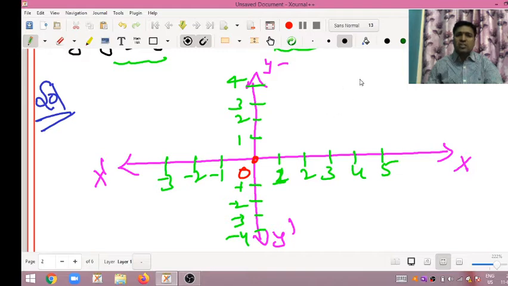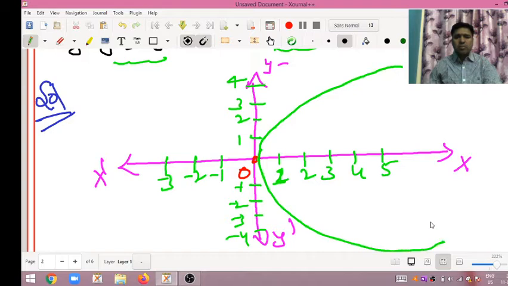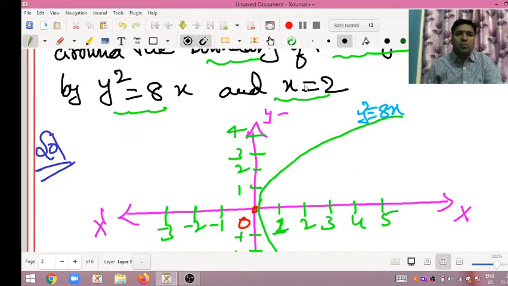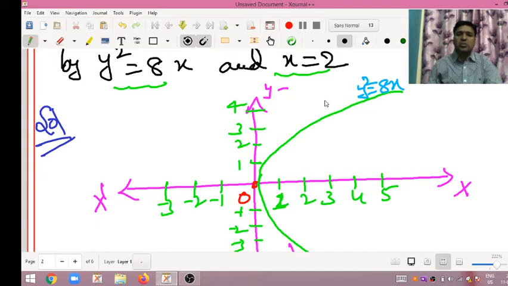So that's why this y square is equal to 8x lies in the first and fourth quadrant, my dear friends. See here, it will come like this. This is the y square is equal to 8x curve, my dear friends. And also one more, the x is equal to 2 line is there.